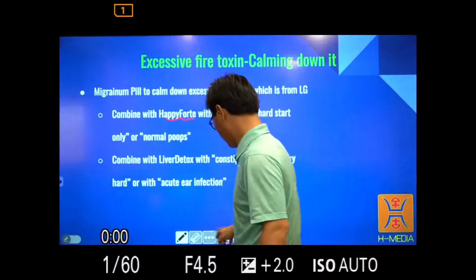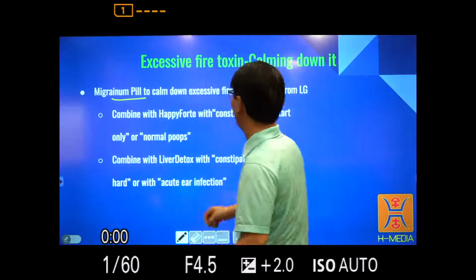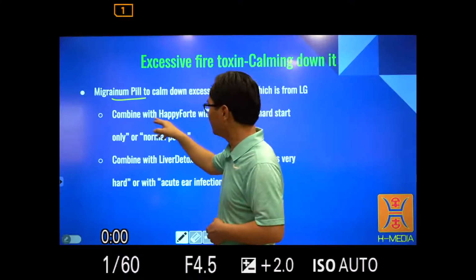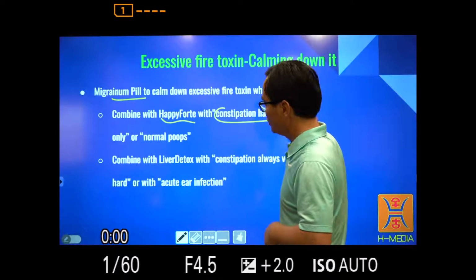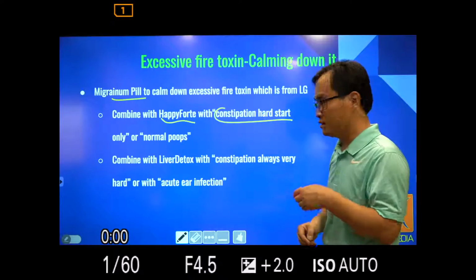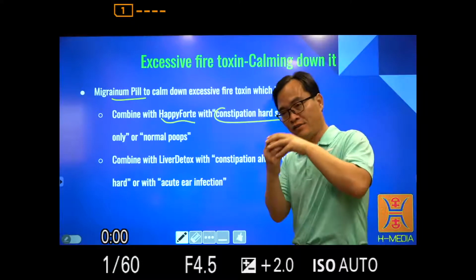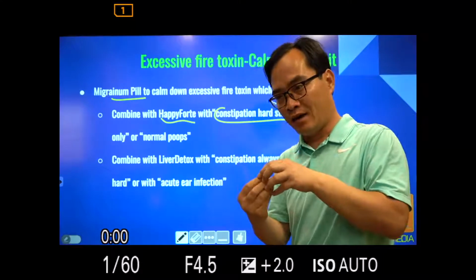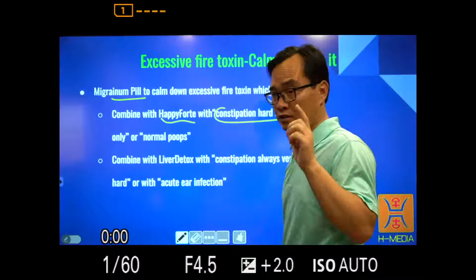Combined with happy 40, migraine pill calms down the excessive fire toxin, and it can combine with happy 40 for people who have constipation that is hard start only. What is constipation hard start only? Or the stool hard start only. This is just for the beginning. At the beginning, your poop or your stool is very hard, and after that it is all smooth. So this means it is slight constipation.